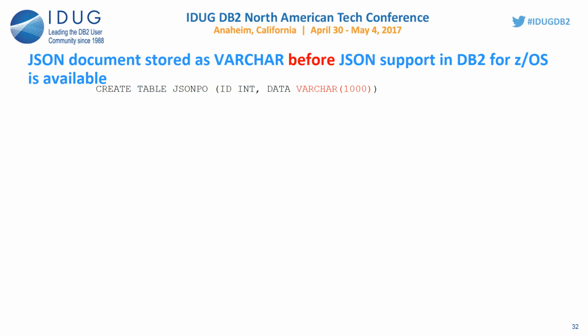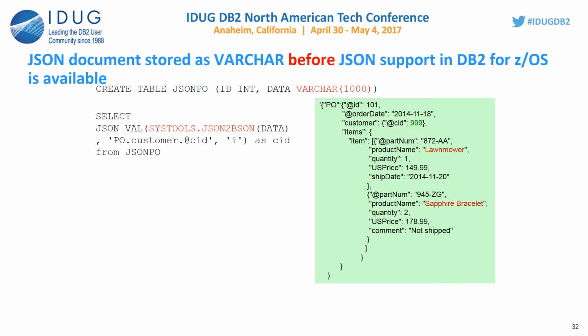How are they doing that? For example, they're looking for a field called CID. They can pass this column, data, convert it to a BSON format first, and then use the JSON_VAL function, looking for a field called CID. So the answer is CID here.